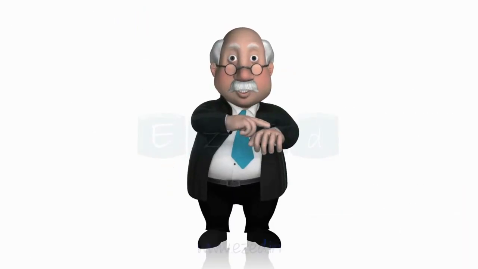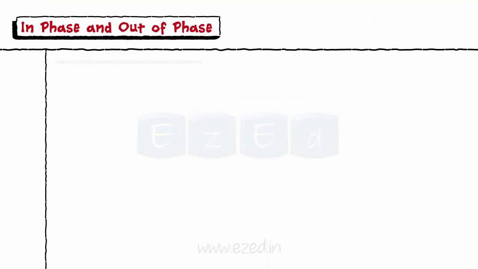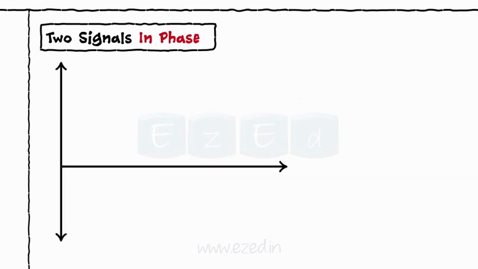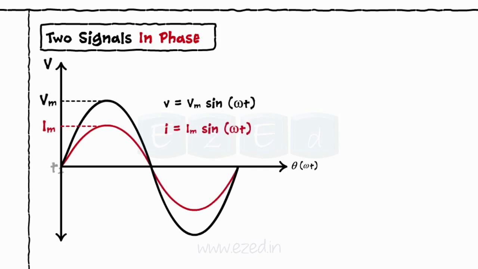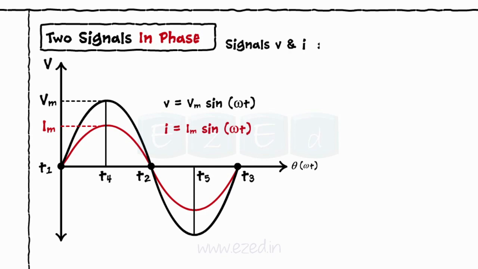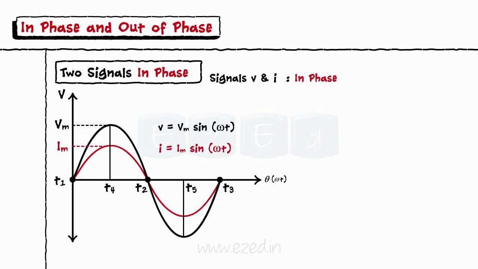Hey, it's time to concentrate now. Now let's plot the two alternating signals, voltage and current, having the same frequency but different magnitudes. If both these signals attain 0 value at the same time instant, say t1, and the maximum value at the same time instant, say t4, then the two signals are said to be in phase with each other. Thus, their phasors also coincide with each other as shown.